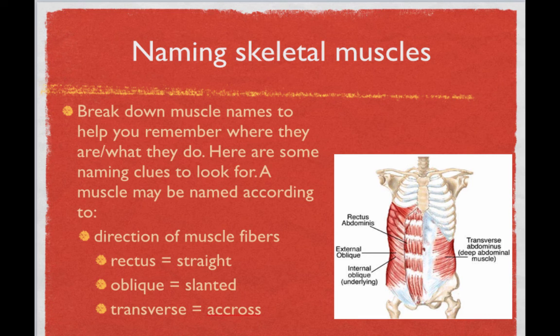The first group of clues in muscle names is going to tell us something about the direction of the muscle fibers. Anytime you see rectus in a muscle name, it means that the muscle fibers are straight. Over here on the trunk, we can see the rectus abdominis. These are muscles going vertically along the plane of the body. If a muscle has oblique in the name, it's going to be slanted. The fibers are going to be diagonal to the plane of the body. And transverse fibers are perpendicular to the sagittal plane.